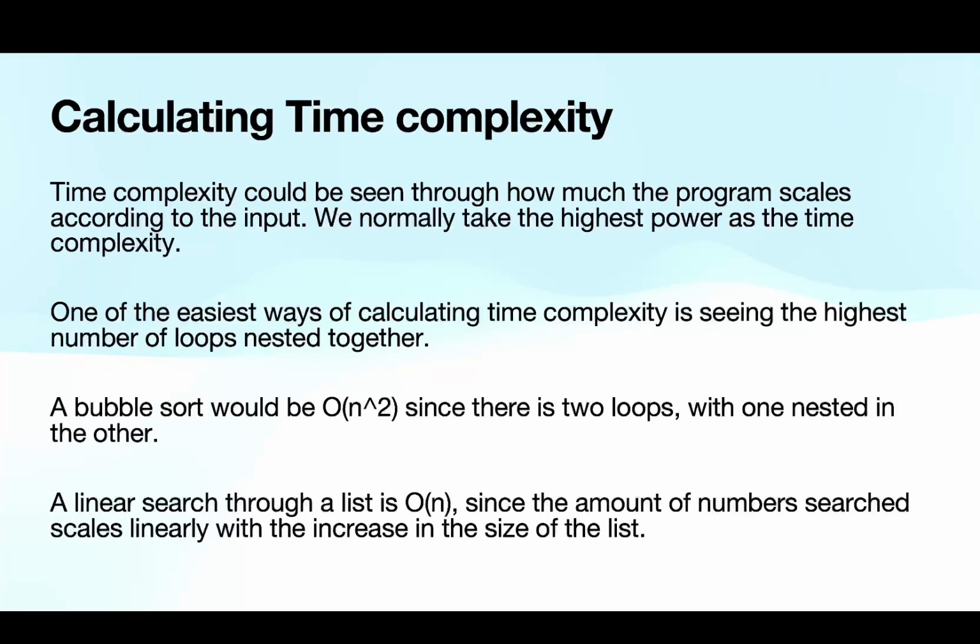Time complexity could be seen through how much the program scales according to the input. We normally take the highest power as the time complexity. One of the easiest ways of calculating time complexity is seeing the highest number of loops nested together. So for example, a bubble sort will be O(n squared) since there are two loops, with one nested in the other. A linear search, on the other hand, which will search through a list, will be O(n), since the amount of numbers searched scales linearly with the increase of the size of the input.